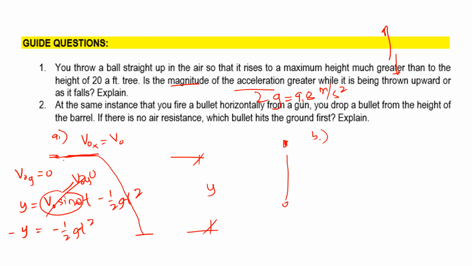So here we need to derive the formula for time. Time here is equal to 2y divided by g. This is the formula for time for the first case. In the second case, again, this is free fall motion.